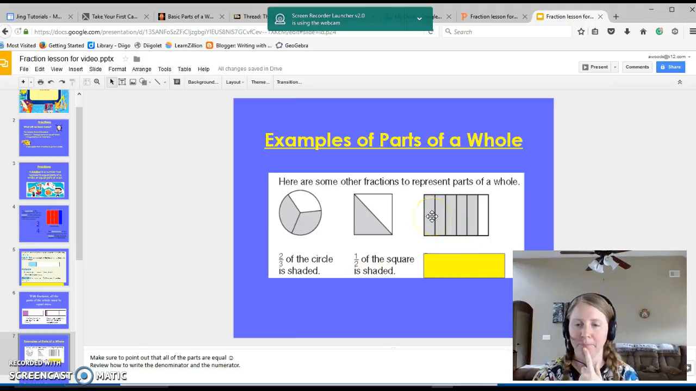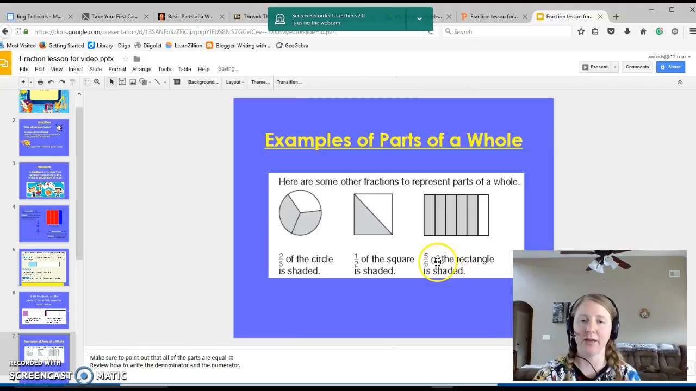Let's see what fraction we can come up with for this one for parts of a whole. I'm going to count how many parts we have total. 1, 2, 3, 4, 5, 6. So we have 6 parts total. And how many parts do I see that are shaded? 1, 2, 3, 4, 5. So I'm thinking 5 out of the 6 pieces is shaded. So maybe 5/6. Let's see if my answer is right. Yes, 5/6 of the rectangle is shaded.